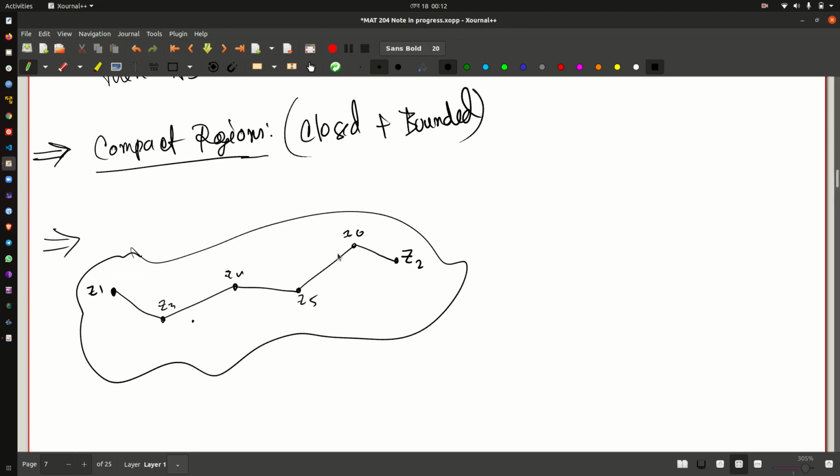So our main goal is to connect z1 and z2, and if this is possible on a region, that means you can connect any two points with the help of some broken lines without any discontinuity, then this type of region would be called a connected region.